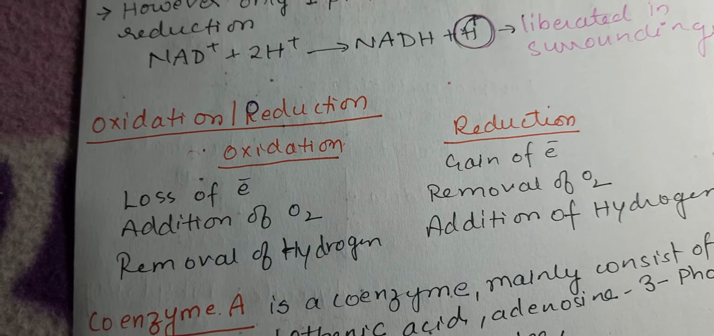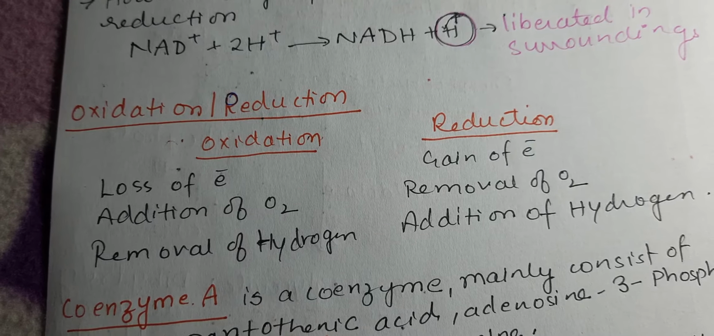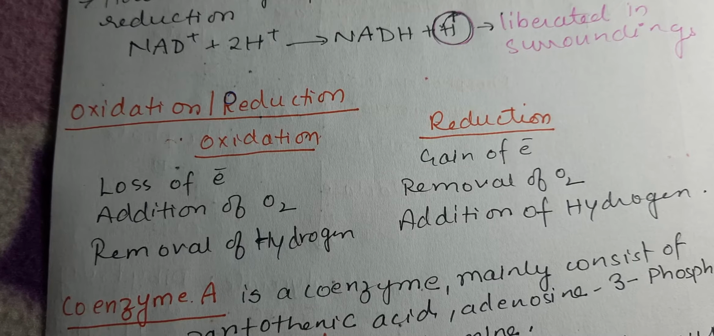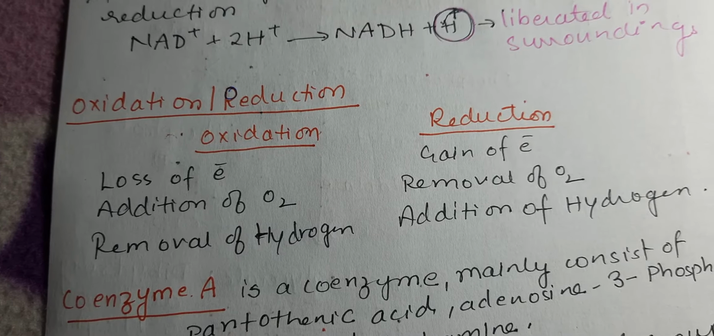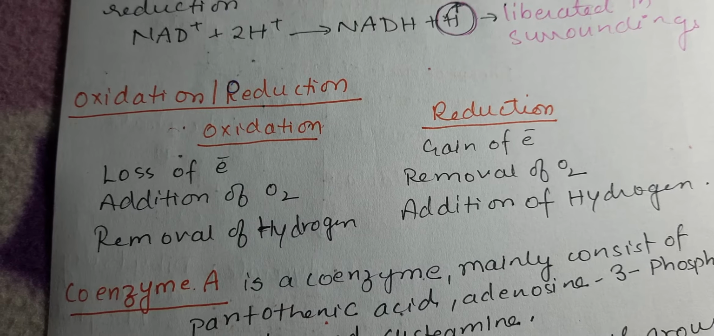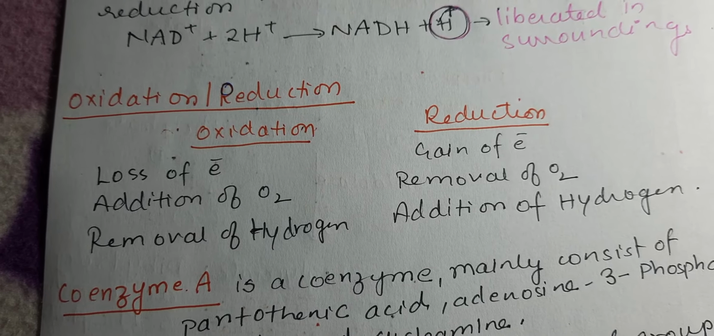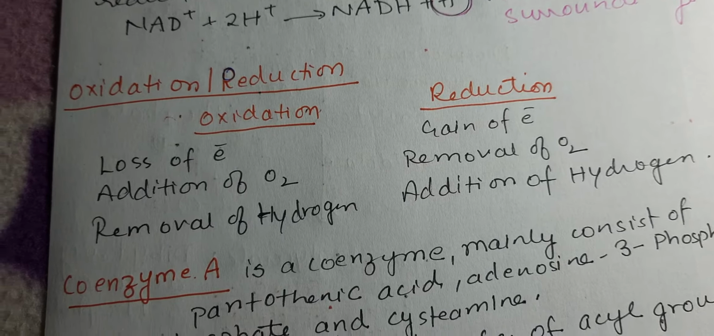Now, just to revise what oxidation and reduction are. Oxidation is loss of electron, reduction is gain of electron. Oxidation is addition of oxygen, reduction is removal of oxygen. Oxidation is removal of hydrogen, and reduction is addition of hydrogen.